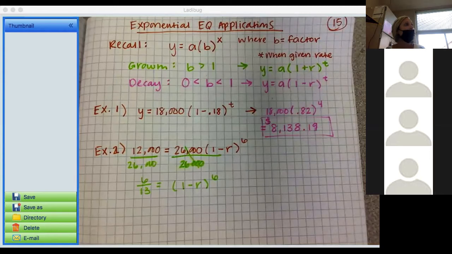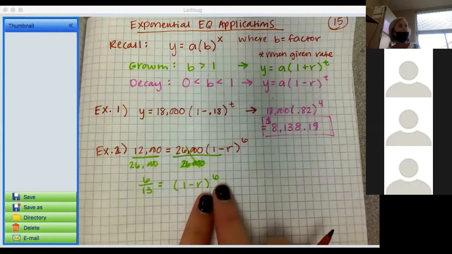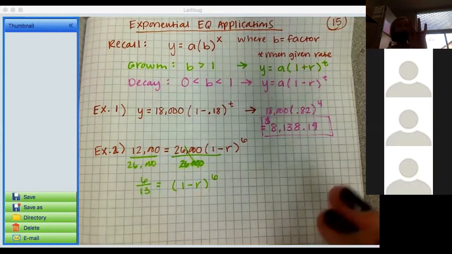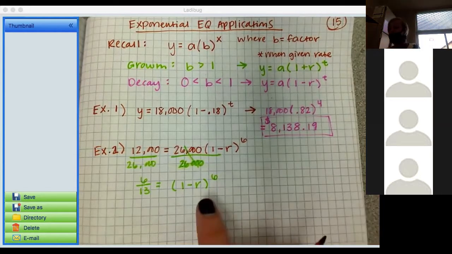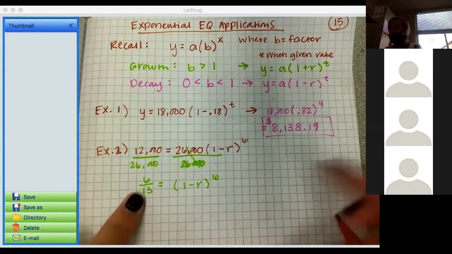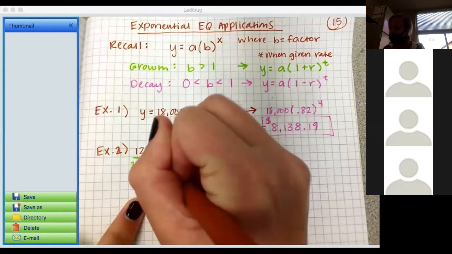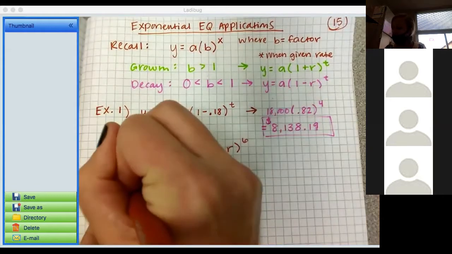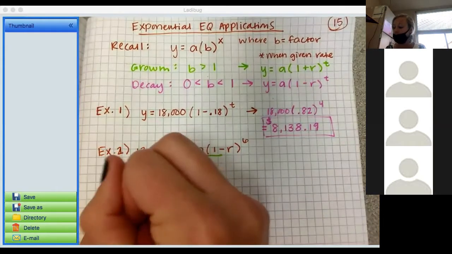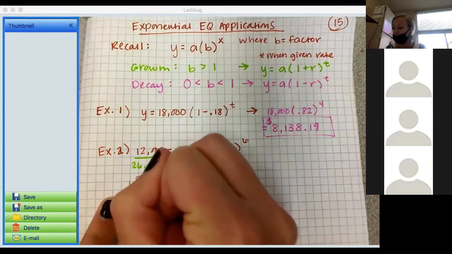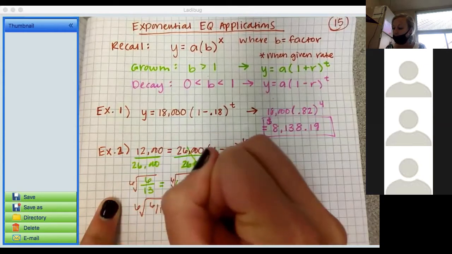What do you do next? Good. What kind of root? Not a square root. A 6th root of both sides to undo the 6, right? So you're not taking logs. There's no need to do logs for this, okay? 6th root of each side. So I'm going to take the 6th root over here, and those will cancel. 6th root over here. So what we have is the 6th root of 6 over 13 equals 1 minus R.